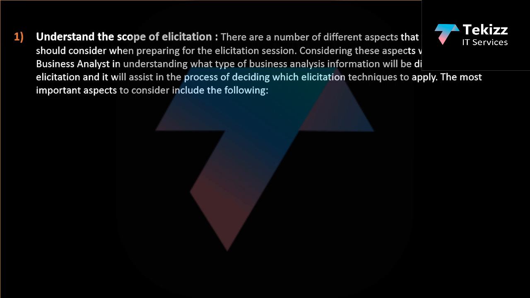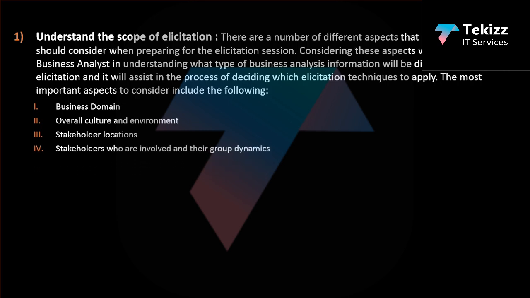So there are a number of different aspects that the business analyst should consider when they are preparing for the elicitation session. Considering these aspects will assist the business analyst in understanding what type of business analysis information will be discovered during the elicitation, and it will also assist the process of deciding which elicitation techniques to apply. Here, the most important aspects to consider include the following: business domain, overall culture and environment, then the stakeholder location and stakeholders who are involved and their group dynamics, then expected outputs the elicitation activities will contribute to.